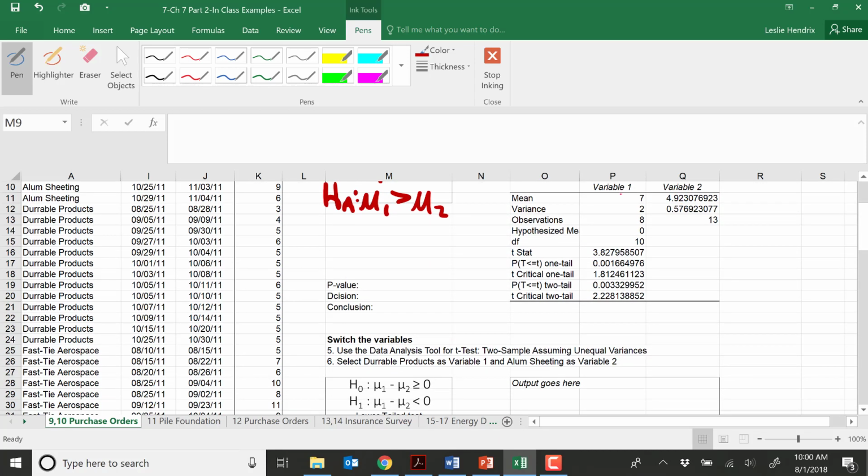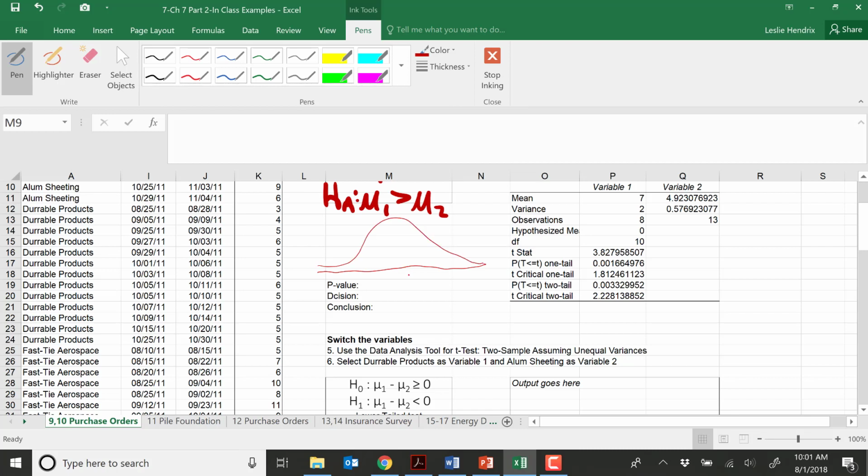We've got the means for each sample, the variances, the number of observations in each sample, the null hypothesized belief of what the mean difference is, and the degrees of freedom for the test. So notice that we didn't give you how to calculate the degrees of freedom for the test. That's because usually you won't get a whole number for this type of test, so we're going to let Excel calculate those for us. We've got our test statistic here, which is 3.82796. So if I draw a picture of my test, okay, so let's just draw our t-distribution here.